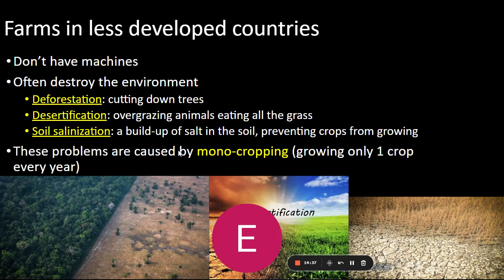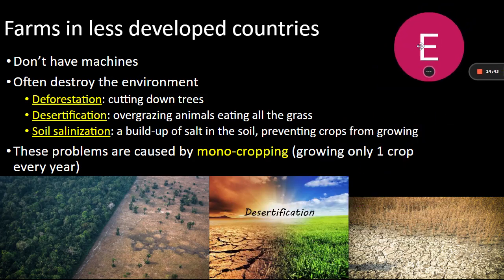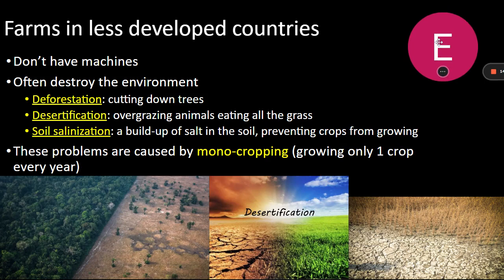Farms in less developed countries. These farms don't have machines because these countries are poor. The farms are often very destructive for the environment. They are very focused on growing food, so they are willing to cut corners. They will cut down trees. That's called deforestation. The herders of animals often let their herds overeat on the grasslands, turning the grassland into a desert. We call that desertification.